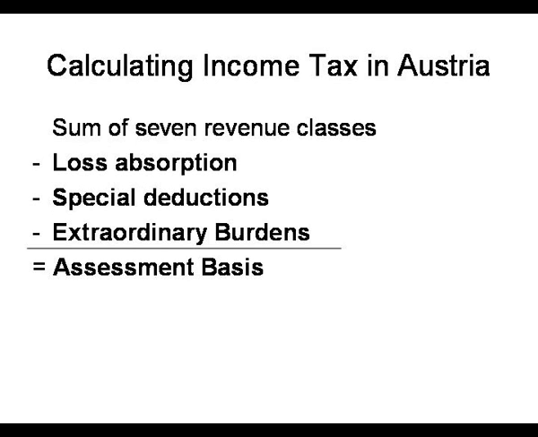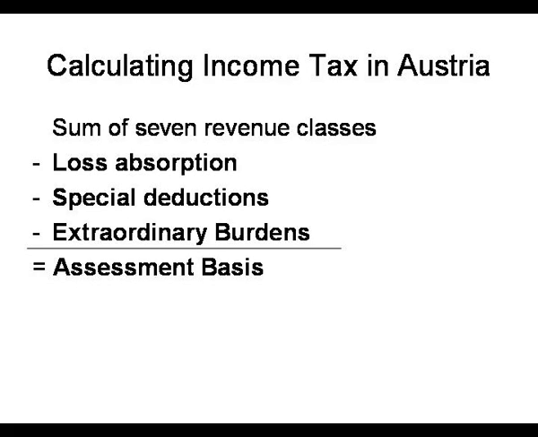When we calculate income tax in Austria, there's a formula that you probably know in German, and I'd like to give you an overview of it in English. First of all, we have to add up all the revenue that a natural person has earned in all of the 7 possible revenue classes. If you want to know the translations for these, they're in the script. Once we've added up all those revenues, we deduct any losses from other revenue classes or from previous years.